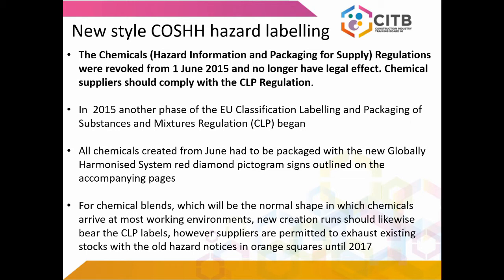In 2015, another phase of the EU classification, labelling and packaging of substances and mixtures regulation began. All chemicals created from June had to be packaged with the new Globally Harmonised System, which comprised red diamond pictogram signs outlined on the accompanying pages. For chemical blends, which will be the normal form in which chemicals arrive at most working environments, new production runs should likewise bear the CLP labels. However, suppliers are permitted to exhaust stocks with the old hazard notices in orange squares until 2017.